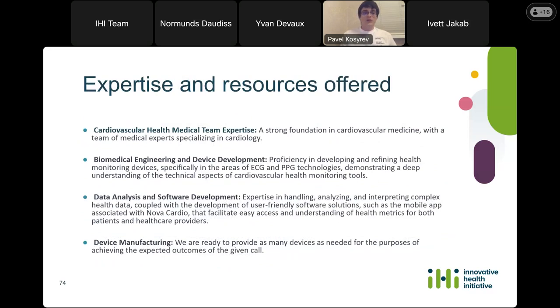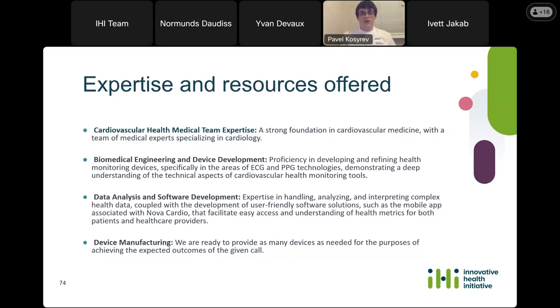The expertise and resources we can offer. We have a very strong cardiovascular health team and a lot of experts that specialize in cardiology. Of course, there is the biomedical engineering and device development. We know a lot about ECG and PPG technologies and how we can push them. Data analysis and software development, the tech team is very strong in terms of that, and of course device manufacturing.